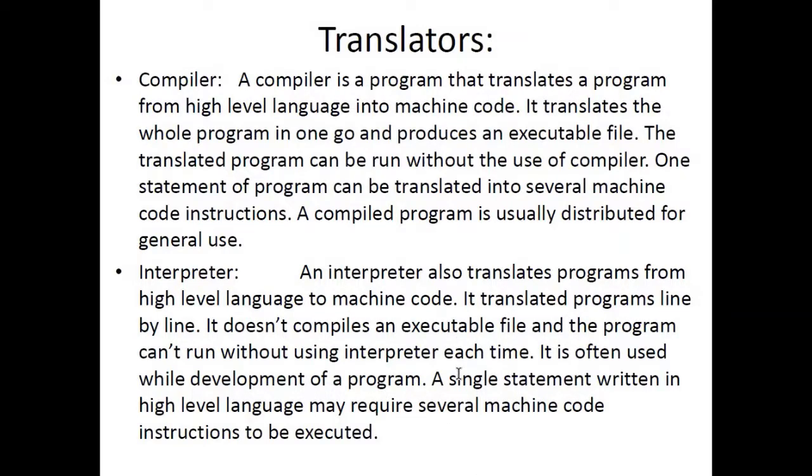Whereas during development, after writing every 50 or 20 lines of code, we run an interpreter to check whether the lines of code we have written are okay or not, or whether they contain an error or not. A single statement written in high-level language may require several machine code instructions to be executed, or you can say a single statement written in high-level language is translated into several machine code instructions.